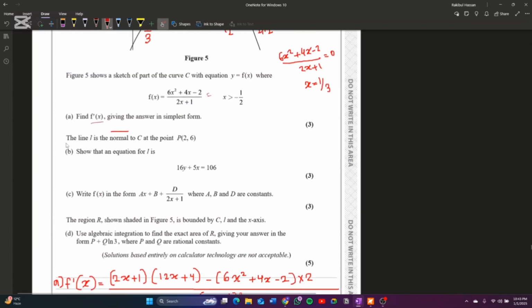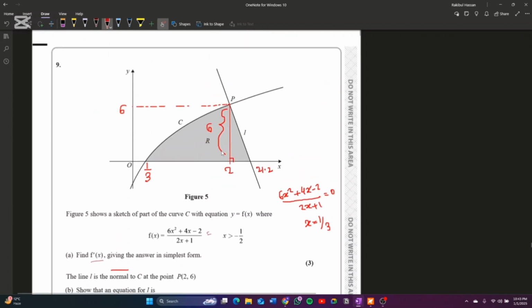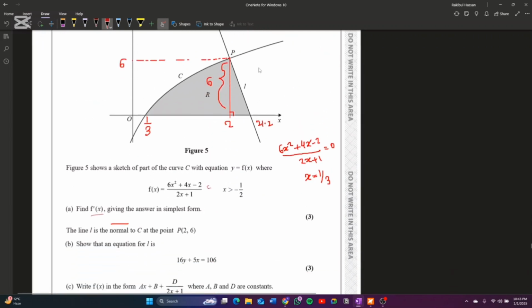Next, we have the line L, which is the normal to C at point P. So this line L is normal to the curve at this point P, which has coordinates (2, 6), right? Show that an equation for L is this.